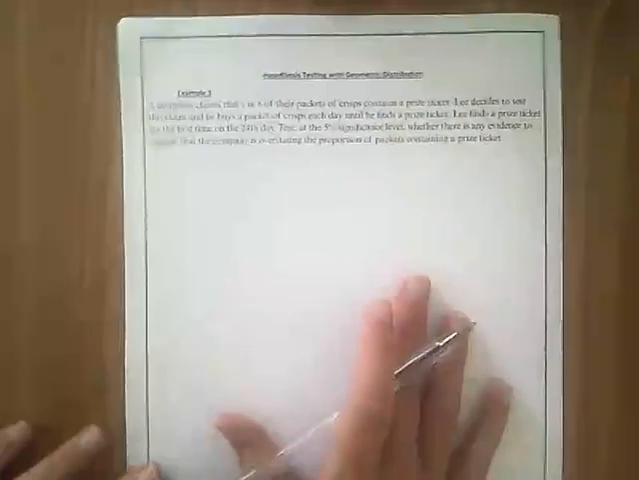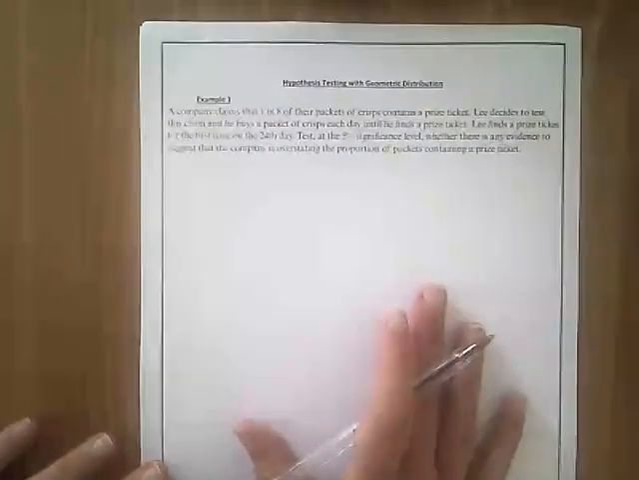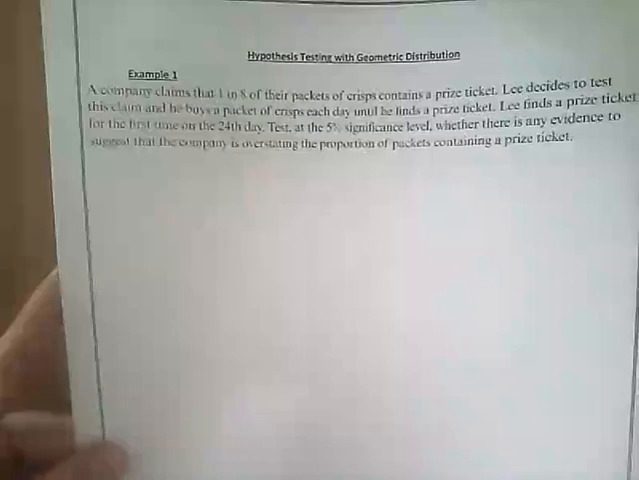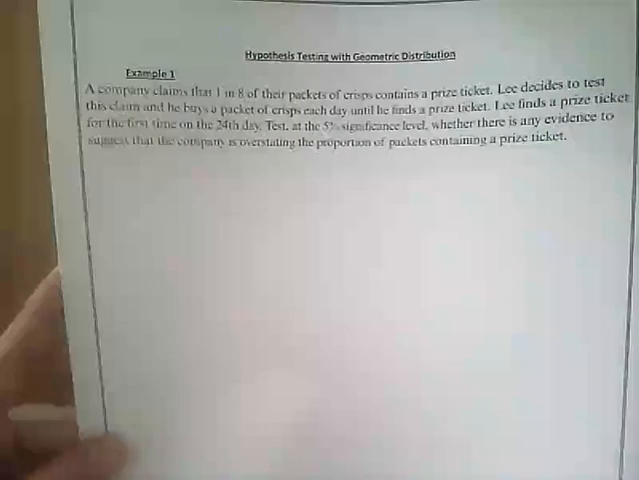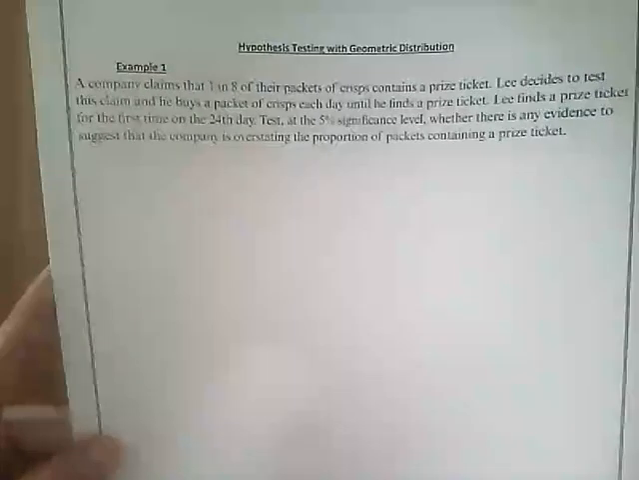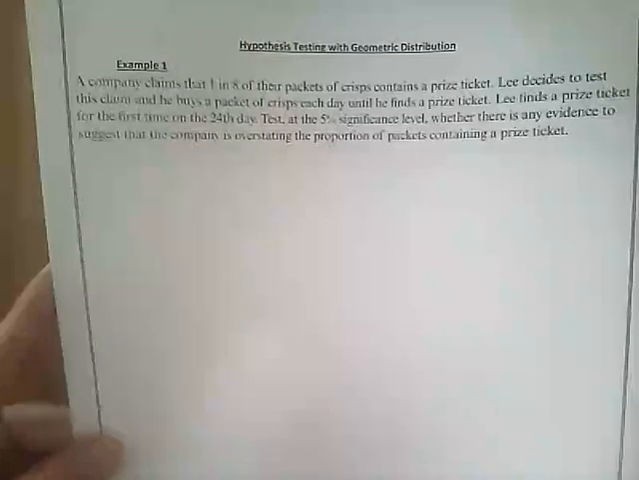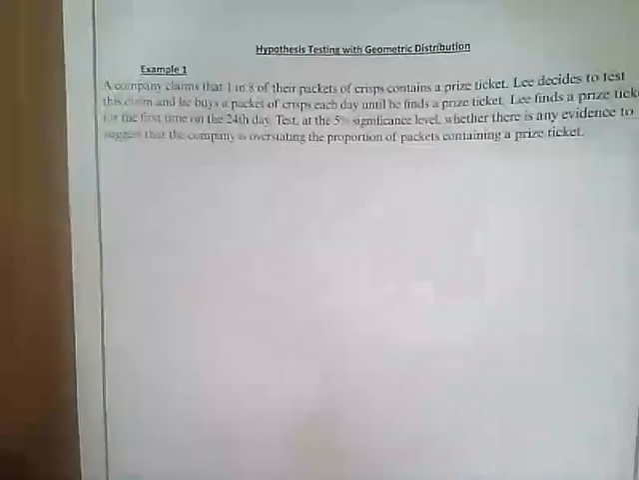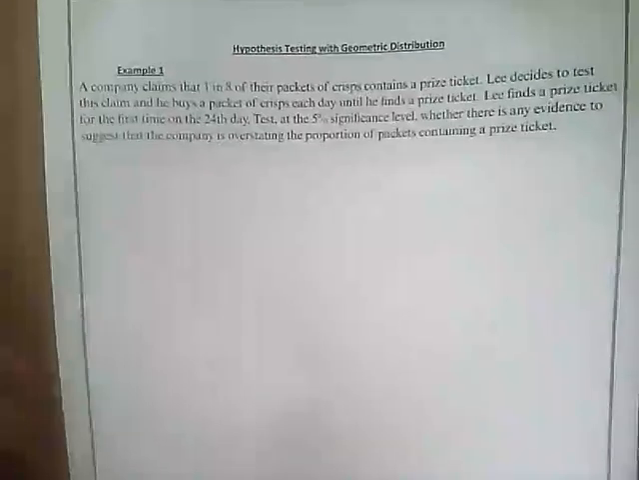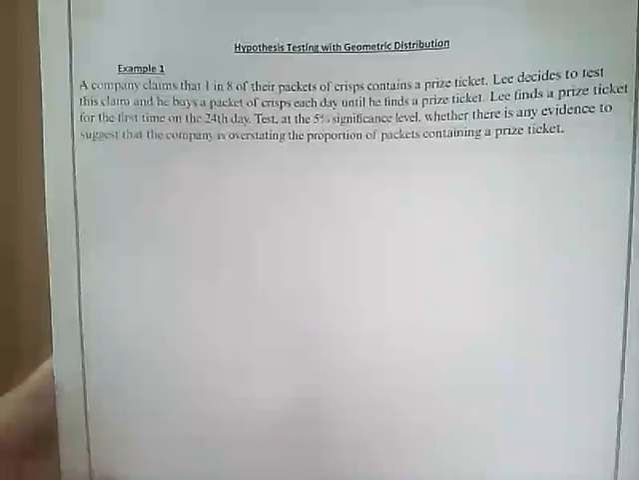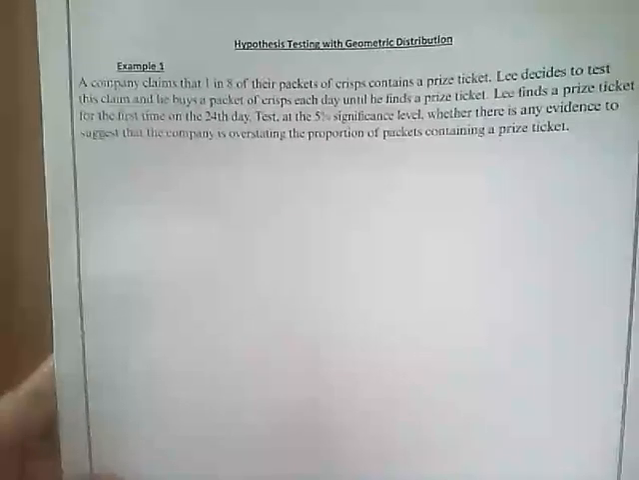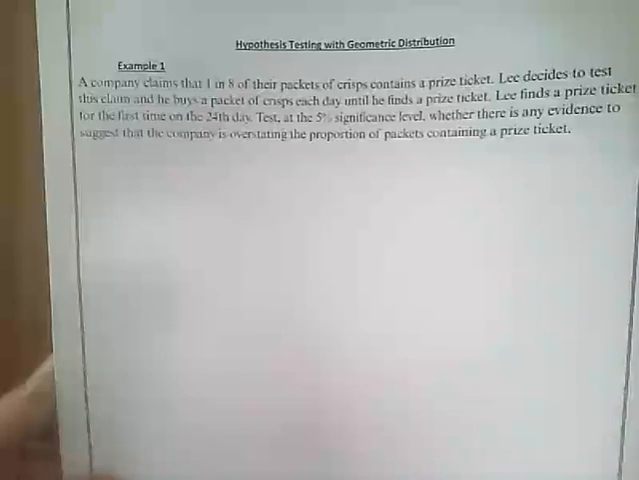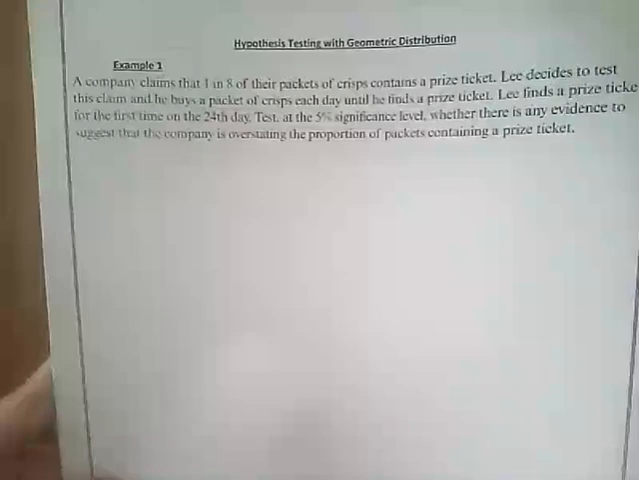Right, so we're going to look at this example here. Well, I'm hoping you can see it okay. There we go, I'll put it here to read. So, a company claims that 1 in 8 of their packets of crisps contains a prize. Lee decides to test this claim, and he buys a packet of crisps each day until he finds a prize. That is you thinking, right, this is geometric because I'm doing it until I get a prize. Lee finds a prize ticket for the first time on the 24th day. Test at the 5% significance level whether there is any evidence to suggest that the company is overstating the proportion of packets containing a prize.